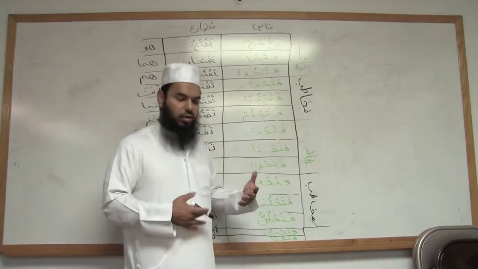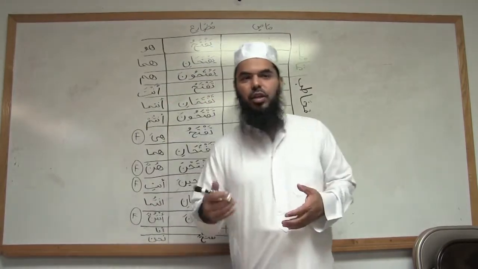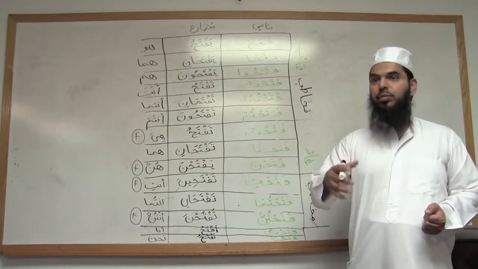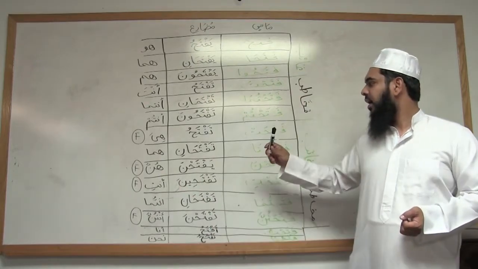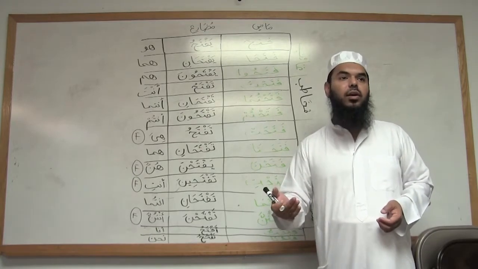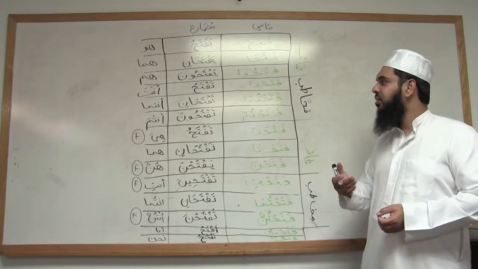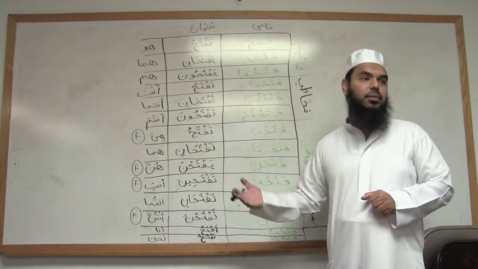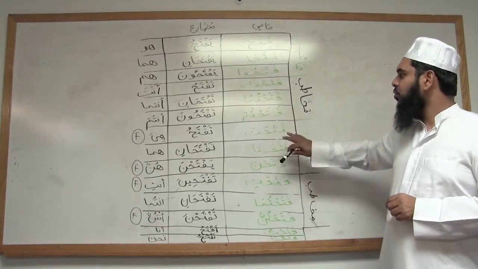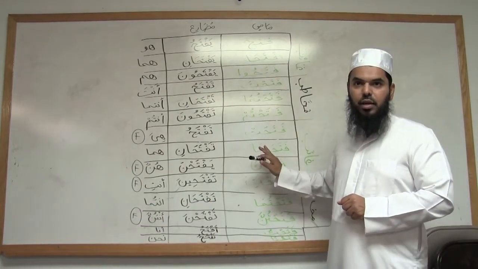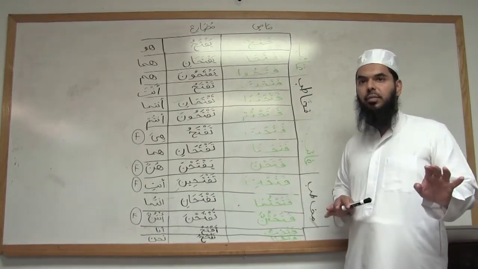Because in lugha, that's the two things that we're going to be dealing with the most. You're going to deal with asma and dama'ir, and you're going to be dealing with af'al and dama'ir. And how you use a damir with a fi'l is very different than how you use it with an ism. So when you look at af'al, the way you change them shows who you're speaking about.